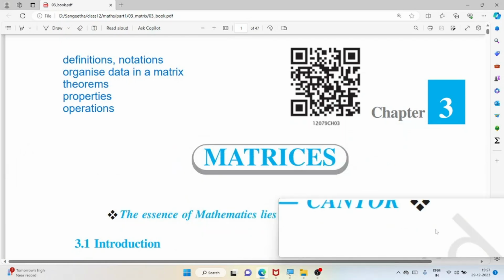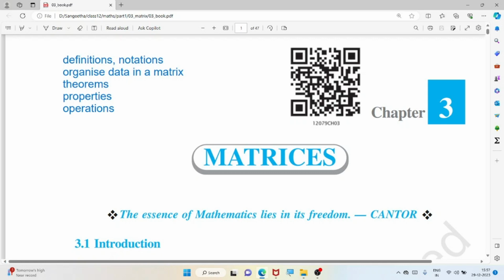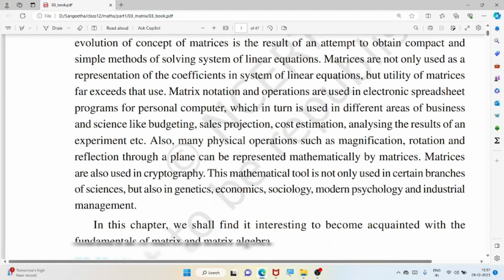Okay. Here in this chapter, you should know the various definitions, notations, how to organize the given data in a matrix form, various theorems, properties, and operations.